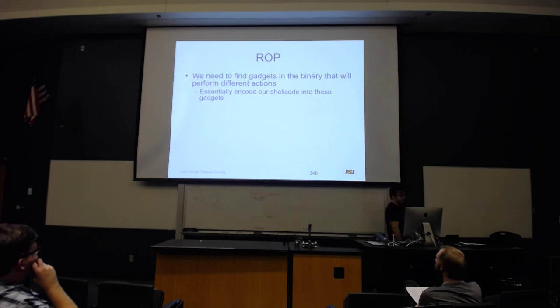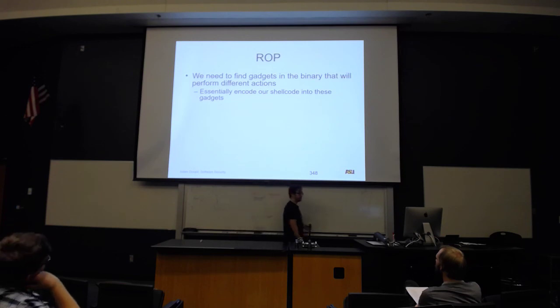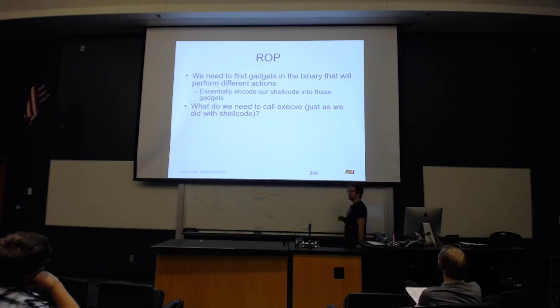So, the essential idea is we find enough of these gadgets and we put them together in a way that our shellcode is now built from these little pieces of code in the program. And at the end, we want to call execve, just like we did in our old style shellcode that ran on the stack. Right? And so what do we need to do that?